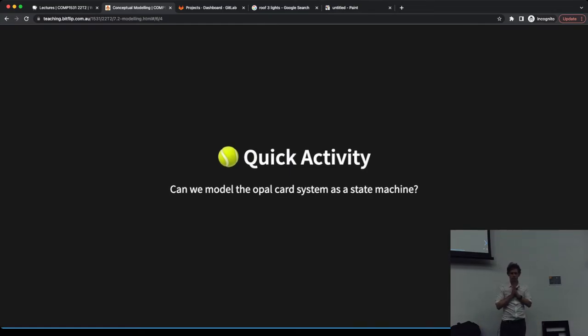Quick activity. Can we model the Opal card system as a state machine? Who uses public transport? Who's one of those people who would rather die than hop on a bus?